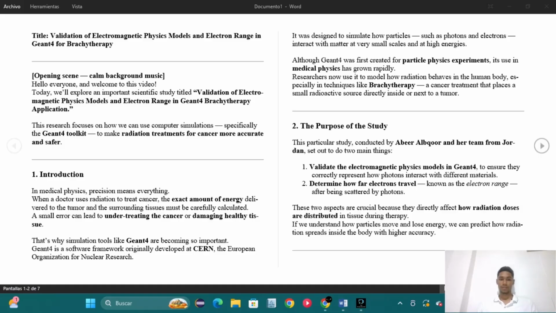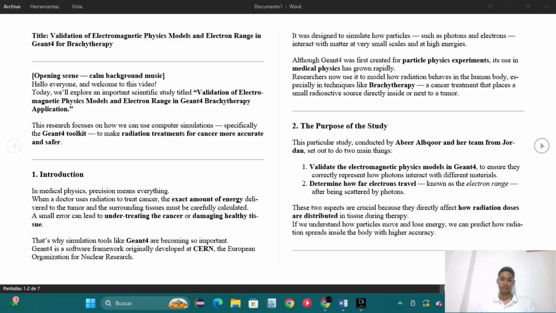Welcome to this video. Today we'll explore an important scientific study titled "Validations of Electronic Physics Model and Electron Range in Geant4 Brachytherapy Application." This research focuses on how we can use computer simulation, specifically the Geant4 toolkit, to make radiation treatments for cancer more accurate and safer.